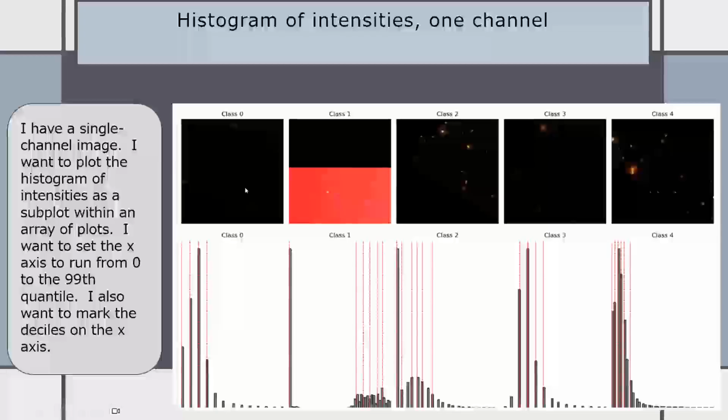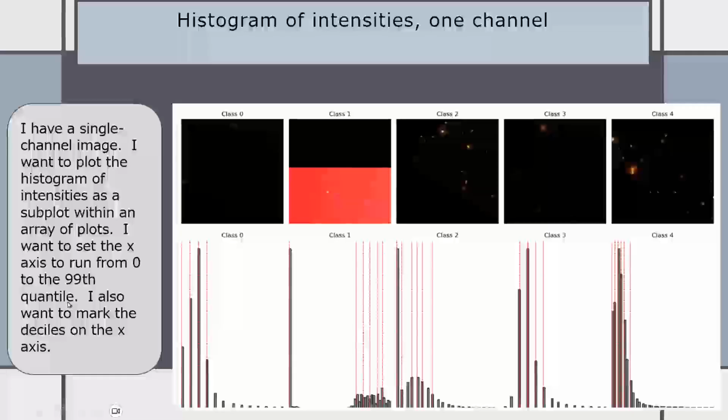Okay, so what I did here was I typed this into ChatGPT. I said I have a single channel image, so I decided just to use one channel of my image. I want to plot the histogram of intensities as a subplot within an array of plots. I want to set the x-axis to run from 0 to the 99th quantile. That means that the 99th quantile is the data value such that 99% of the data is less than that. Why did I choose the 99th quantile?